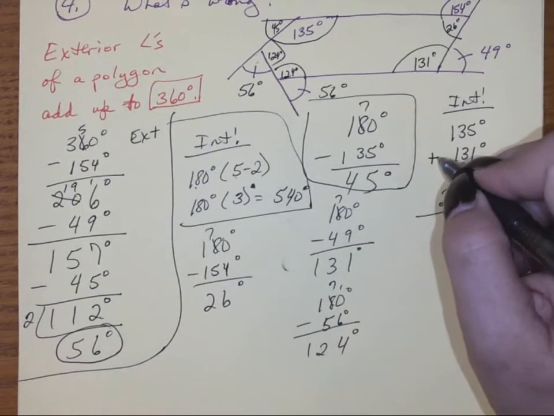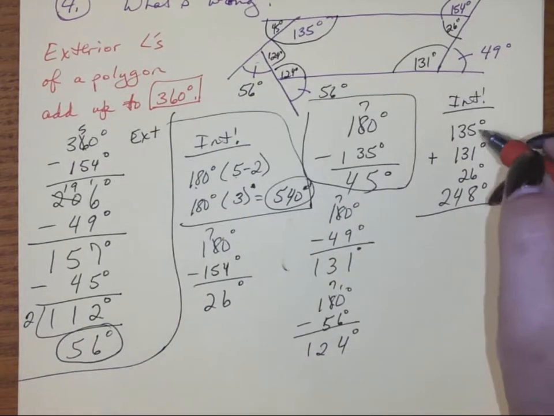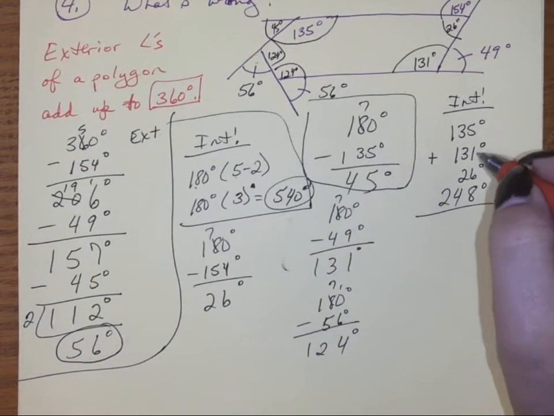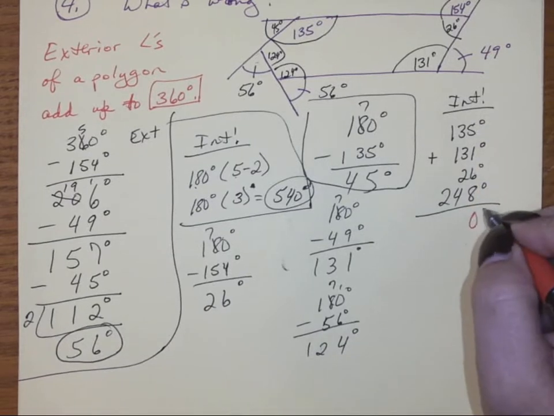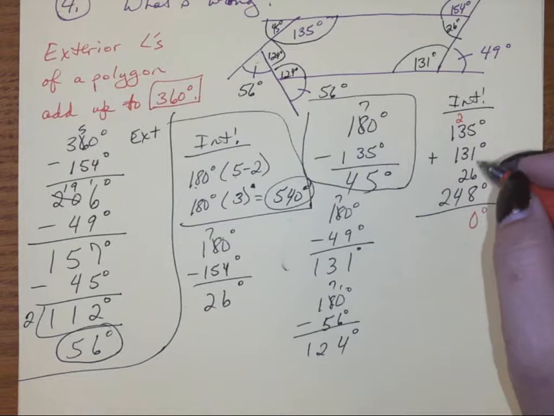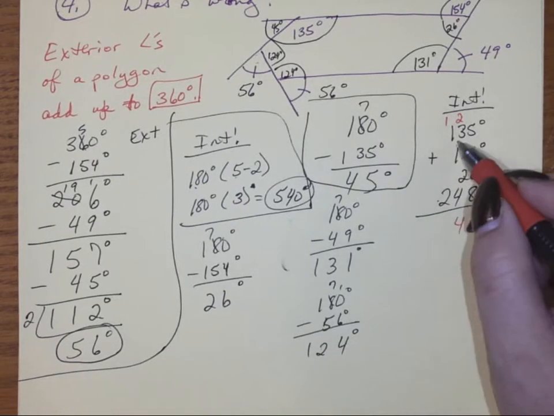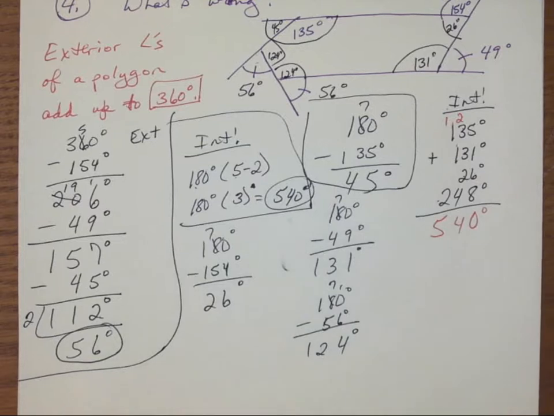So I need to add these all up. We know they should add up to 540 degrees. So let's double check. 6 and 8 is 14, 15, 20. Carry the 2. 3, 6, 8, 10, 14. Carry the 1. 2, 3, 4, 5. 540 degrees. Oops, I've got a problem. So I'm getting the right answer, and I'm not supposed to, so let's see what the thing says.